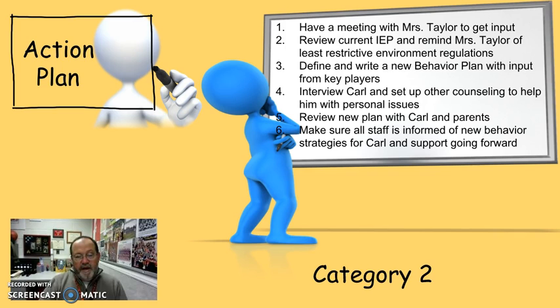You need to define and write the new behavior plan with input from all the key players: Mrs. Taylor, parents, administration. You need to sit down with Carl and interview him and set up some counseling to help him with his personal issues. And to me, the biggest thing, and I've seen this before in kids in my regular classroom, when the parents are having problems, sometimes the kids blame themselves. So for me, it would be key to help Carl understand that his parents' issues are not his fault. Review the new game plan with Carl and his parents, and then make sure that all staff is informed of the new behavior strategies and support for Carl going forward.